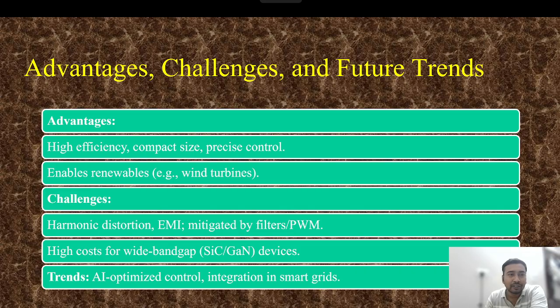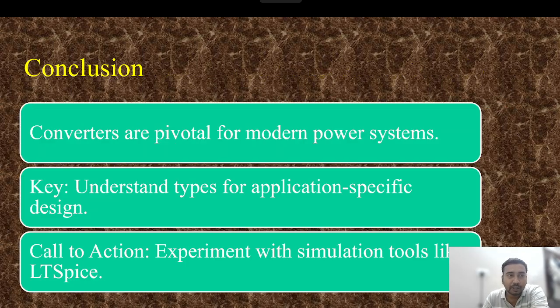Advantages, challenges, and future trends of these power electronic converters: the advantages are high efficiency, compact size, precise control, and it also allows us to use renewable sources very comfortably. The challenges we still face are harmonic distortions and EMI, mitigated by filters or PWM. And there is also a high cost for wide bandgap devices. Current trends are AI optimized control and integration in smart grids.